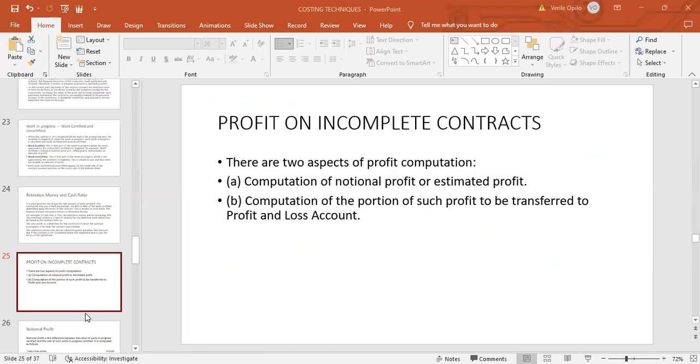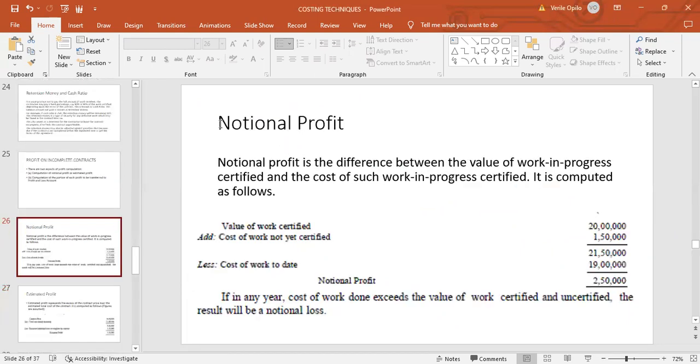So those are some of the things that the business will need to compute. So let's look at how to compute the notional profit. The notional profit will be computed as the difference between the value of work in progress that has been certified and the cost that you have incurred in order to make those items ready for certification. How much did we incur in order to undertake this job?